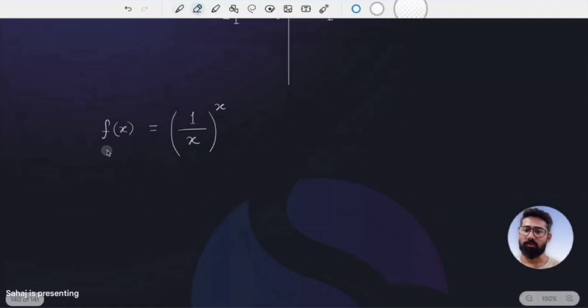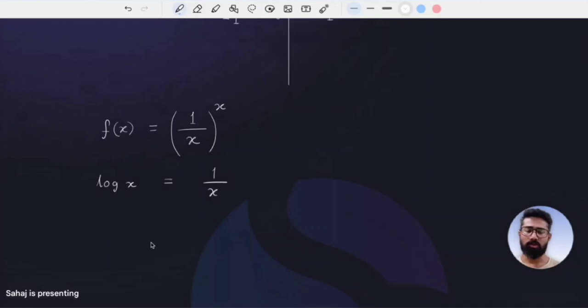We cannot plug this into any non-monotonic function. So a good monotonic function that we can choose here is log x. Log x is always monotonic. Take the first derivative of log x. It's 1 by x.